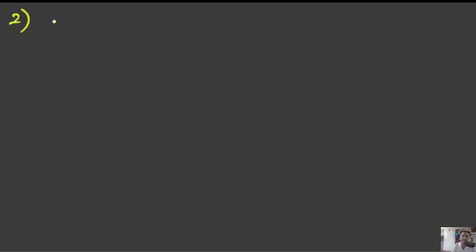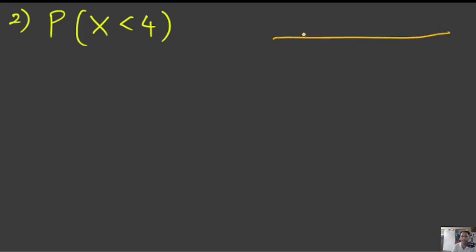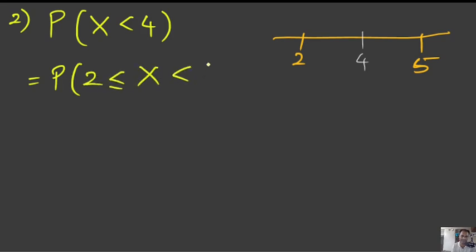So in order to calculate the probability P of x less than 4, what are we supposed to do? Let us again understand via the number line. Our interval is defined from 2 to 5, and 4 lies in between. Because x is already lower bounded by 2, this probability is as good as saying P of 2 less than or equal to x less than 4. So this is what we have to find.